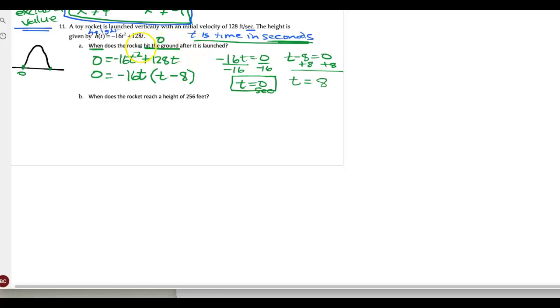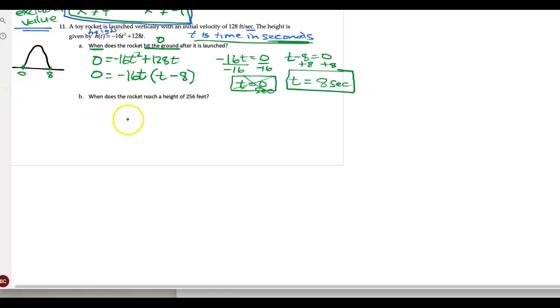What it wants to know is when did it hit the ground after it's launched. So this really isn't the part that we want. We really want to keep this one, which is it's going to take 8 seconds for it to hit the ground. So it's going to start here, go up, and then come back down 8 seconds later.